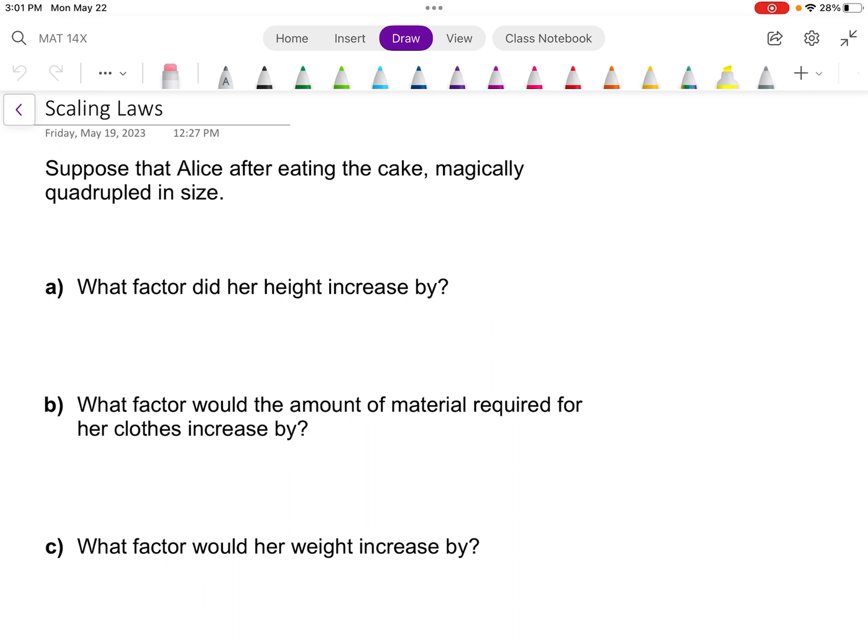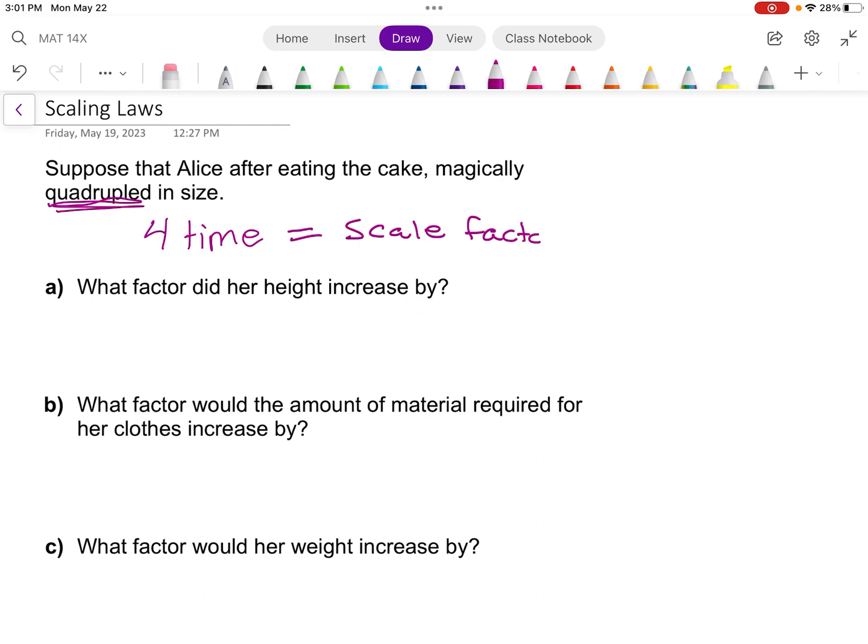Now, scaling laws focus on what happens to not only their dimensions, but also the area of the new shape as well as the volume of the new shape. To start, we're going to go back to that Alice in Wonderland situation that we started this lesson with. Let's suppose Alice, after eating the cake, magically quadrupled in size. Quadrupled means that she grew 4 times larger. And when we say 4 times larger, that 4 is actually our scale factor.